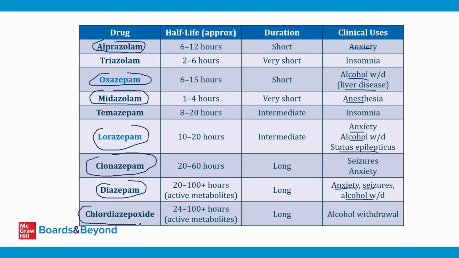And then chlordiazepoxide, one of its famous roles is treating alcohol withdrawal, and that's once again because it's a long-acting benzodiazepine. Thing to know, though, is that this isn't one of the drugs you want to use in someone who has advanced liver disease because it does have active metabolites that will accumulate.